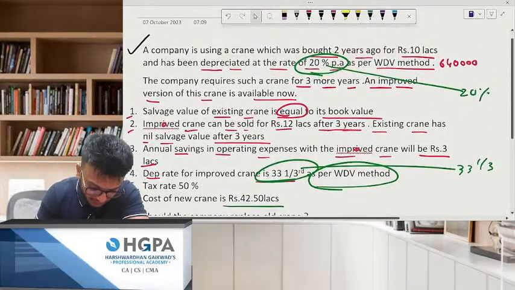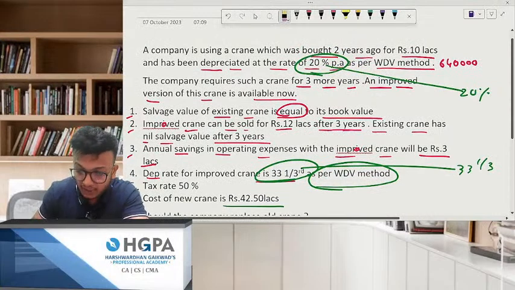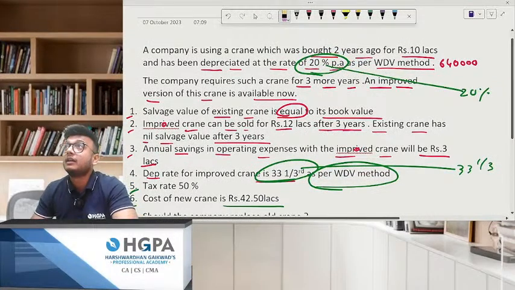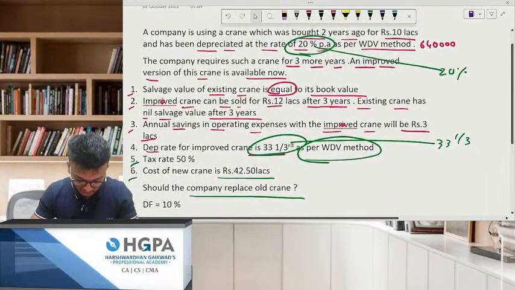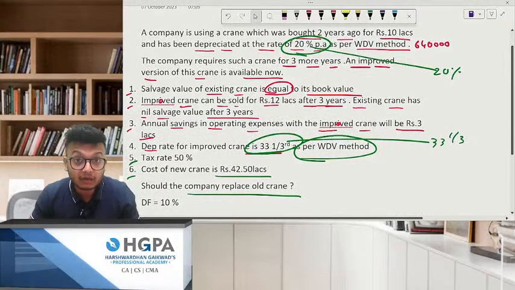We'll solve the sum on Monday. We'll check it if you have done it. Now you can take a photocopy of this. You can just pause the video and take it. Try to do it. Please try to do this sum.